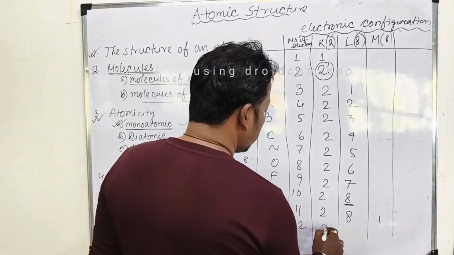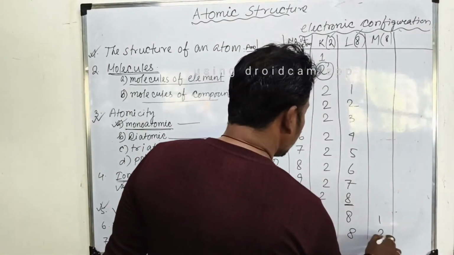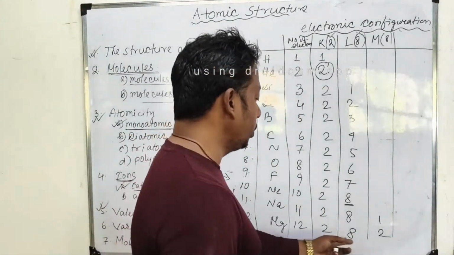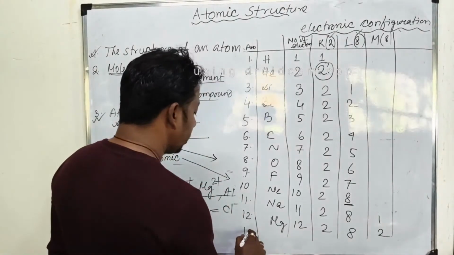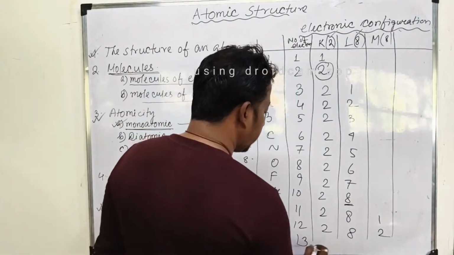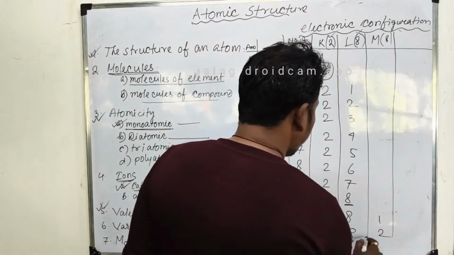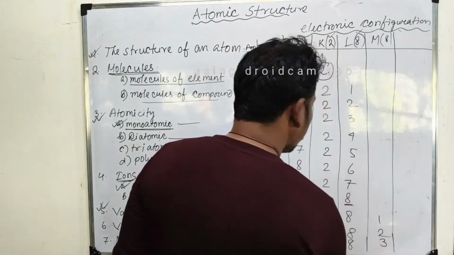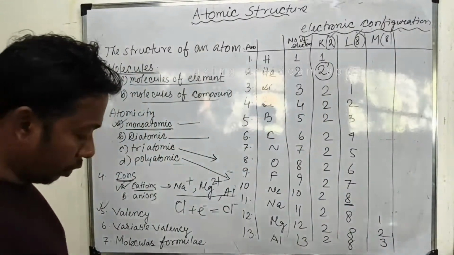Magnesium: 12, 2, 8, 2. Aluminium: 13, 2, 8, 3. Okay.